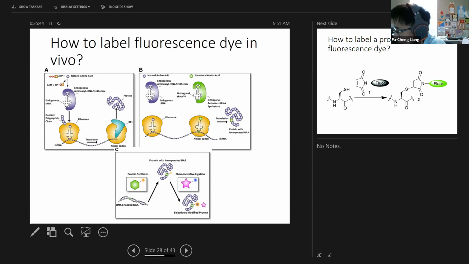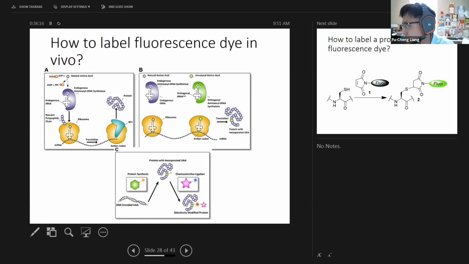But if they introduce this orthogonal aminoacyl tRNA synthetase enzyme and also this orthogonal tRNA, they are able to carry this amino acid, or this fluorescent dye, into your protein. These orthogonal tRNA synthetases are able to recognize the amber codon. Sometimes this is referred to as amber suppression. Amber is usually referred to as a stop codon. So when your protein is synthesized in your body, when the ribosome sees the stop codon, it usually dissociates and terminates the translation.